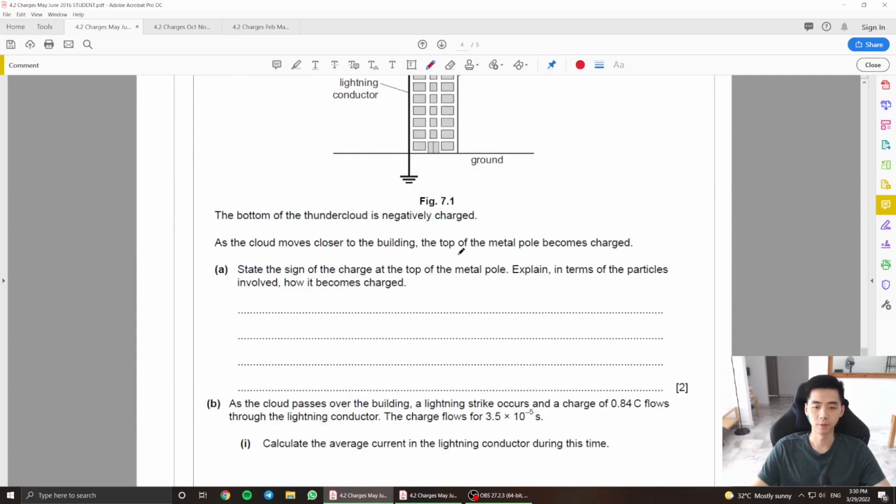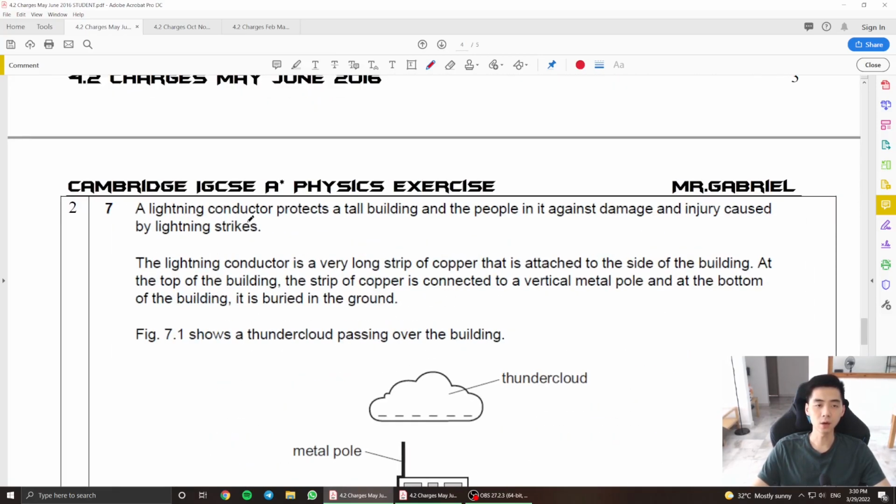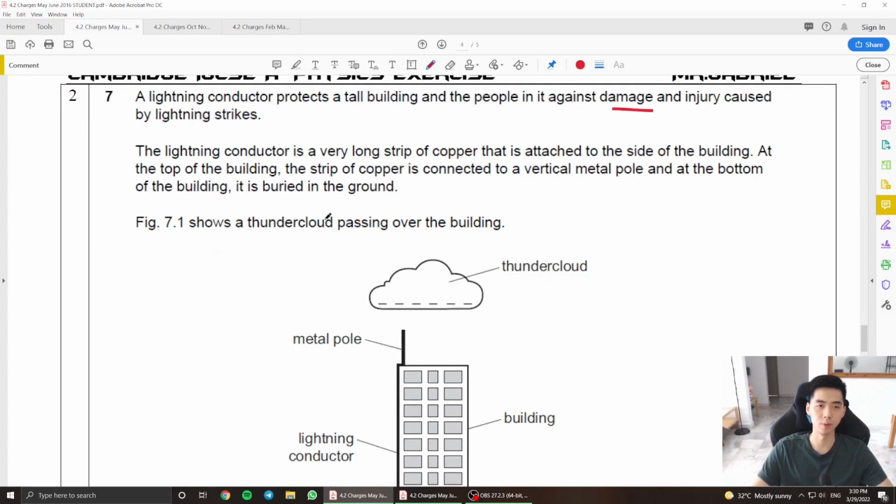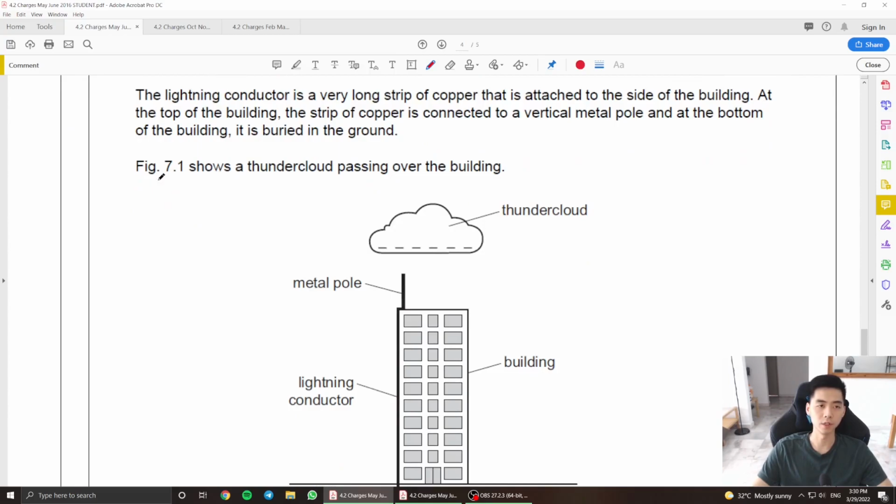Then finally here, a lightning conductor protects a tall building and the people in it against damage and injury caused by lightning strikes. The lightning conductor is a very long strip of copper that is attached to the side of the building. At the top of the building, the strip of copper is connected to a vertical metal pole. At the bottom of the building, it is buried in the ground. Figure 7.1 shows a thundercloud passing over the building.